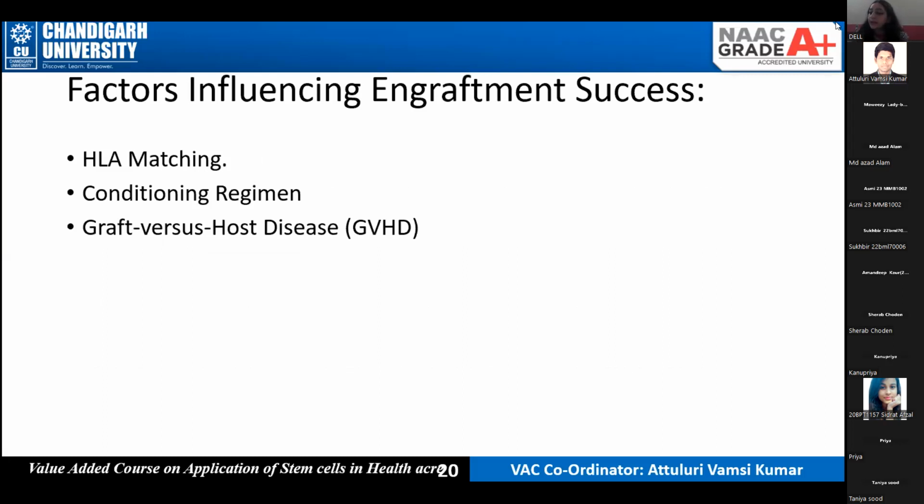Now, there are some factors which are going to affect the engraftment success. First, we are going for the pre-transplant conditioning. Before hematopoietic stem cell transplantation, some of the recipients undergo pre-transplant conditioning, which includes high dosage of chemotherapies or radiations. So, it serves multiple purposes.